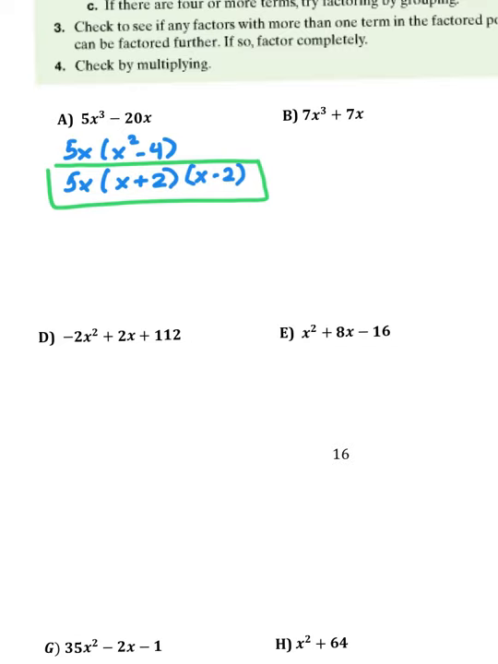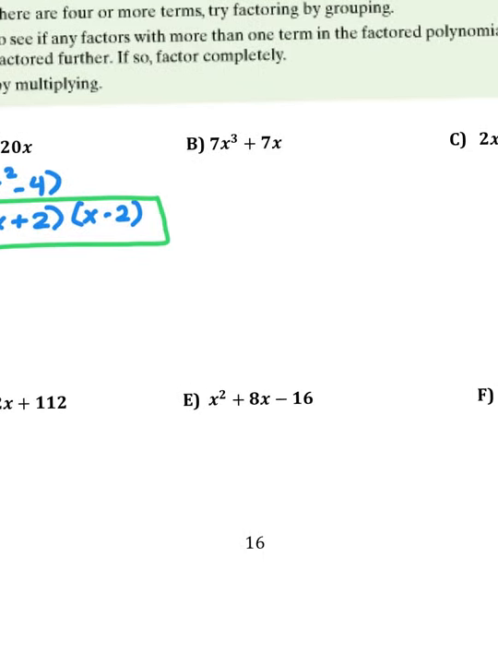Letter B, again, start each problem the same way. Is there a GCF? And in this problem there is. They have a 7 in common and an x in common. When we pull that out, we're left with x squared plus 1.